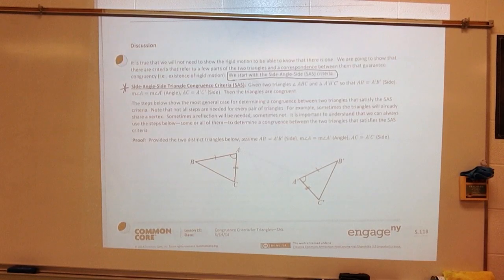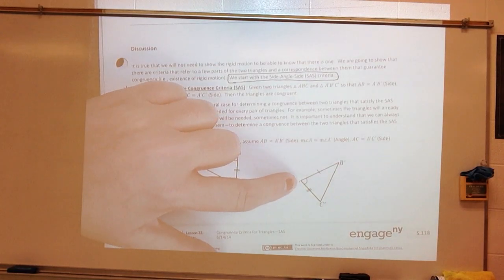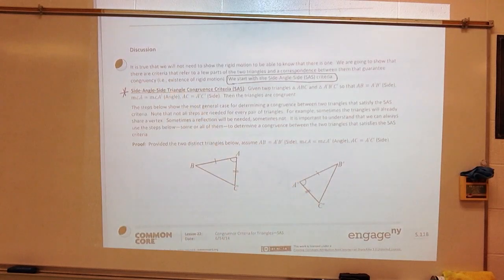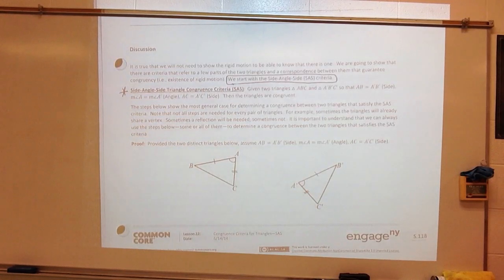Alright, so let's look at this. It says proof. Provided the two distinct triangles below, you're going to assume that AB is equal to A prime B prime, which is our side, that the measure of angle A is congruent to A prime, which is our angle, and that AC is congruent to A prime C prime, which is our other side.